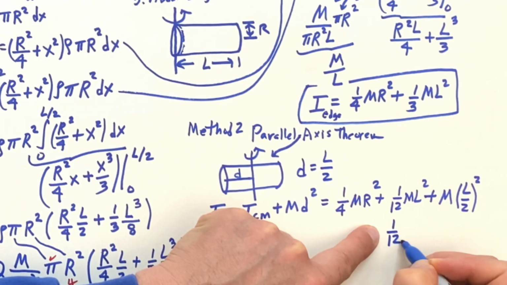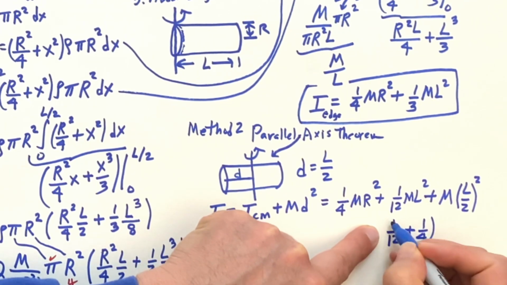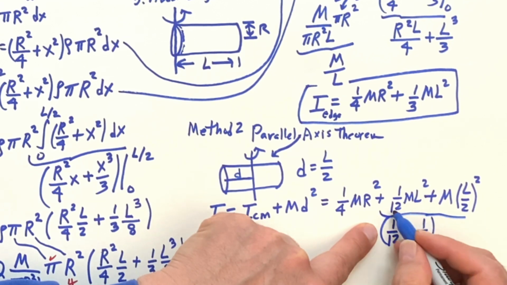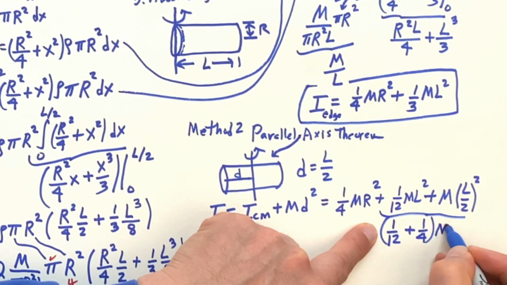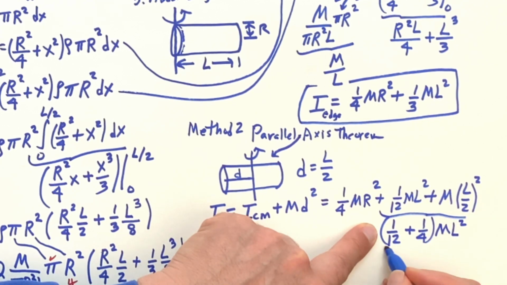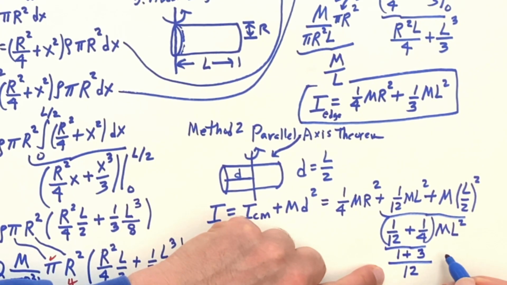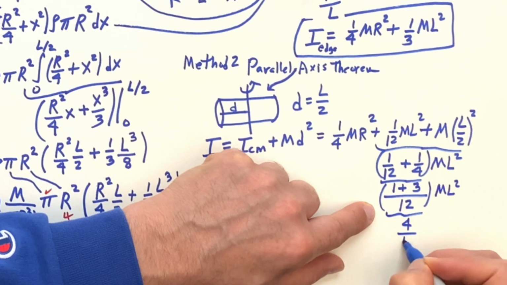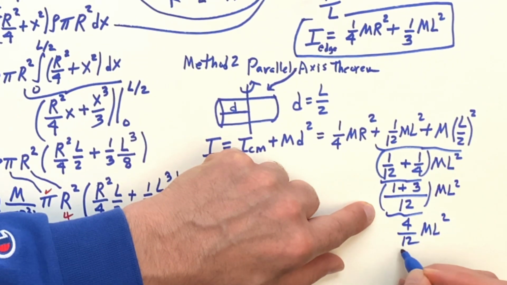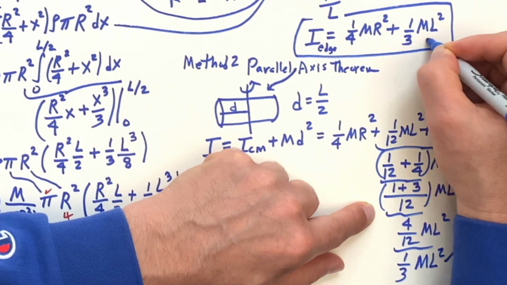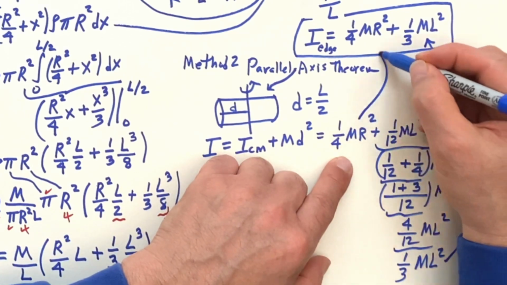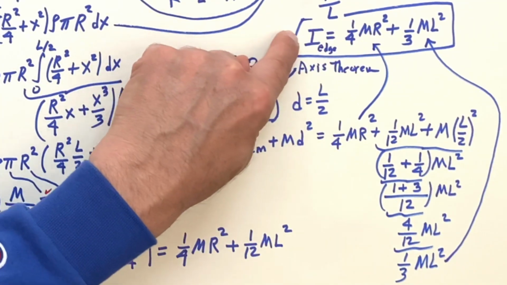So we're taking 1/12 plus 1/4, and then what's in common to both of these is m L squared. Common denominator here is 12, is 1, and 1/4 is 3/12. 3/12 is 1/4. And this is going to be 4/12, and that's going to be 1/3 m L squared, which is what we got there. This agrees. We get the same answer.